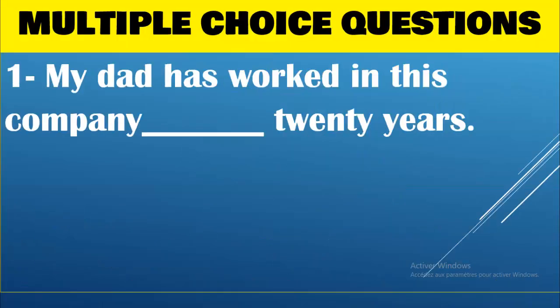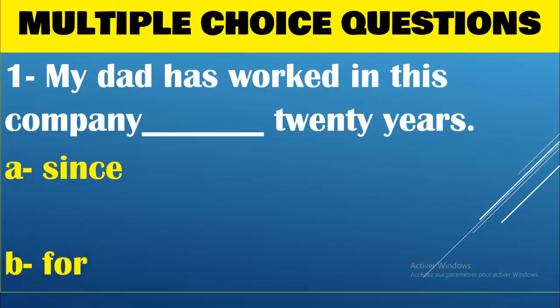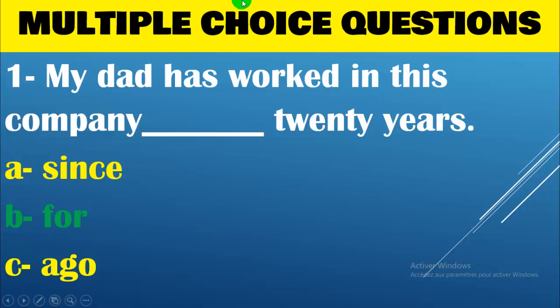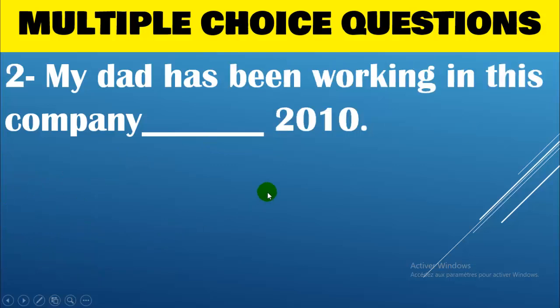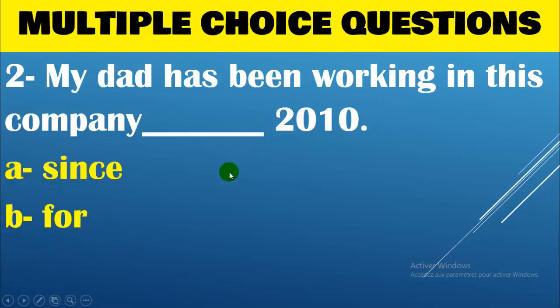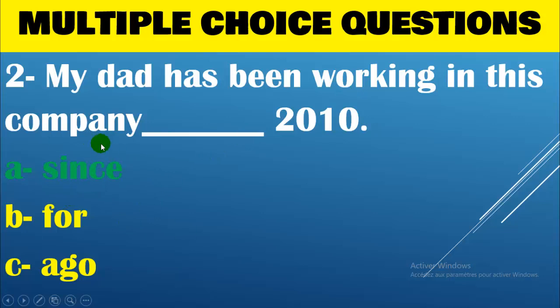Exercise. Multiple choice question. Number 1. My dad has worked in this company 20 years. Is it since, for, or ago? For. My dad has worked in this company for 20 years. So for B. Number 2. My dad has been working in this company 2010. Since, for, ago. Has been working, present perfect. So since the beginning, the starting point.